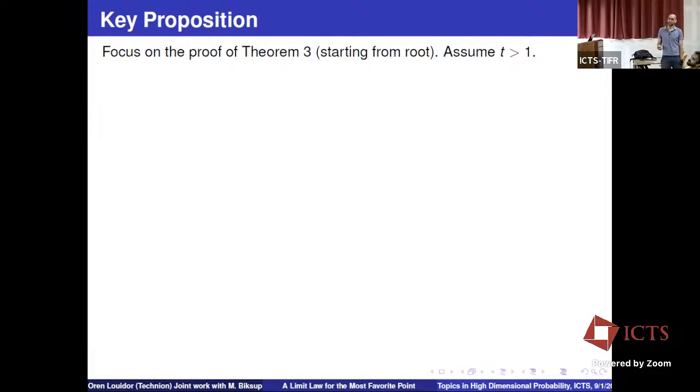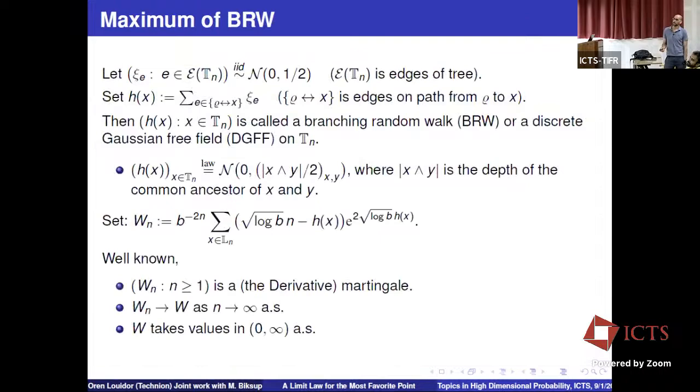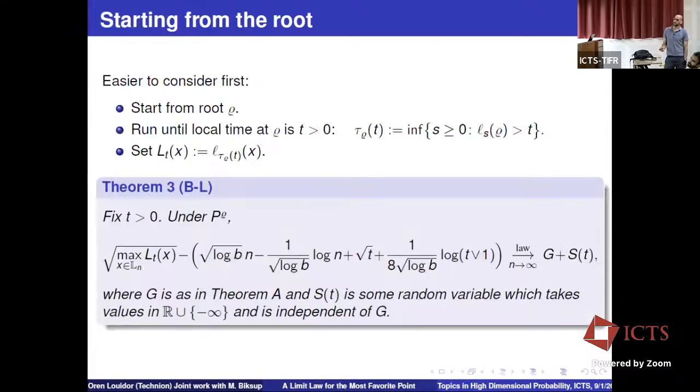Theorem 3 is the theorem where you start from the root. Let me actually show you Theorem 3 first. So if you look at the maximum, take the square root, and subtract the centering sequence, that converges to this randomly shifted Gumbel. That's what I'm trying to convince you of.